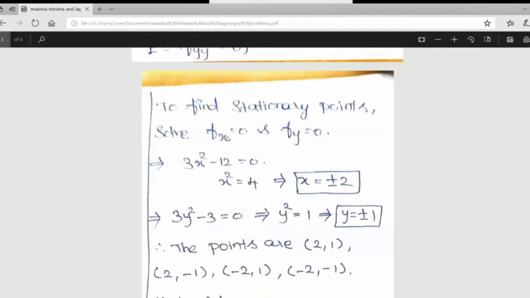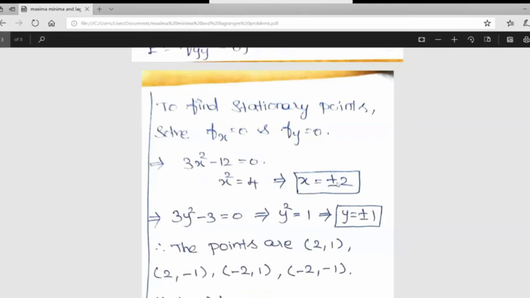So you have to find the stationary point by solving fx equal to 0 and fy equal to 0. That is, 3x square minus 1 equal to 0 gives x square equal to 4, or else x equal to plus or minus 2. Similarly, 3y square minus 3 equal to 0 gives y square equal to 1, or else y equal to plus or minus 1. So if you are merging all this, 2 points we are getting for x and 2 points we are getting for y.